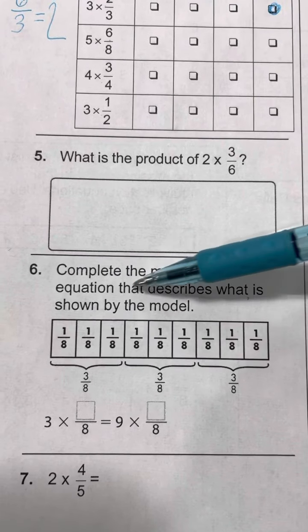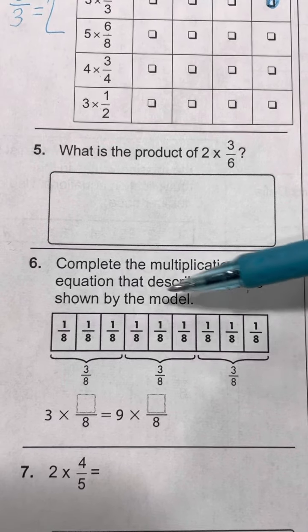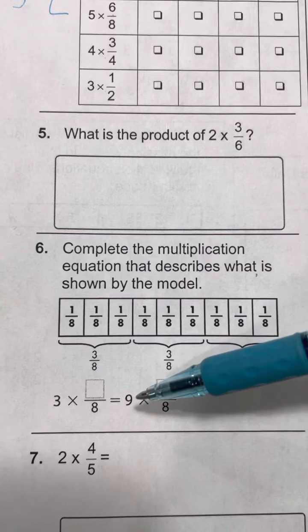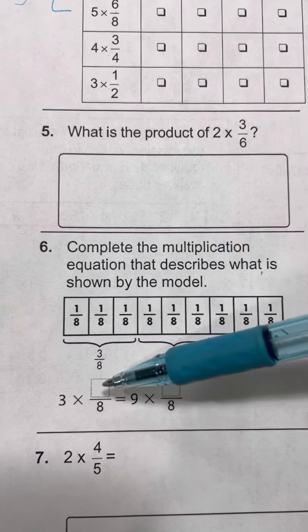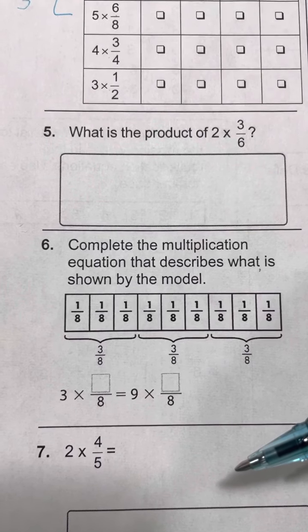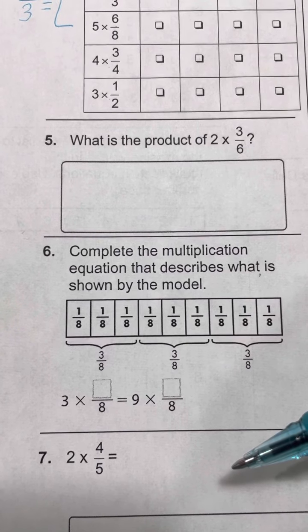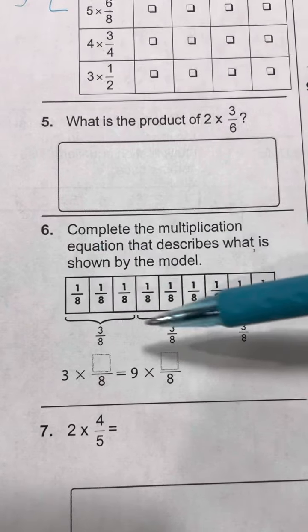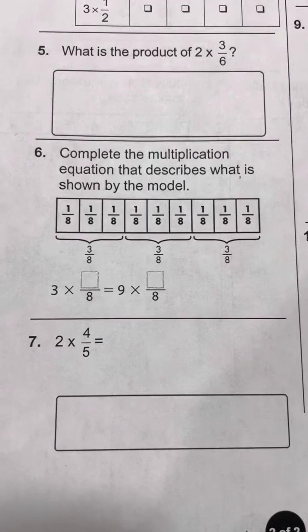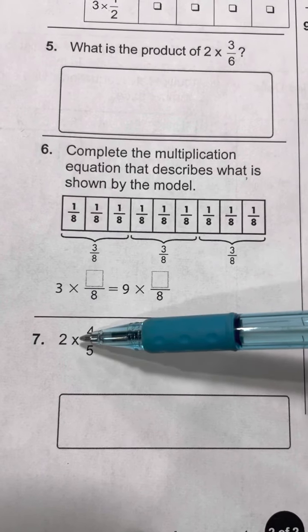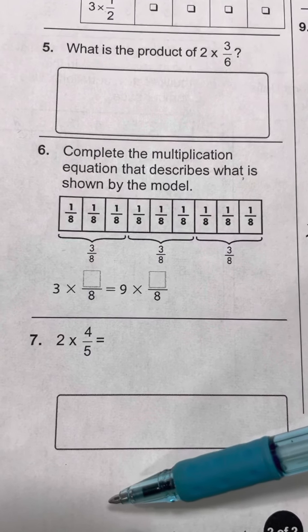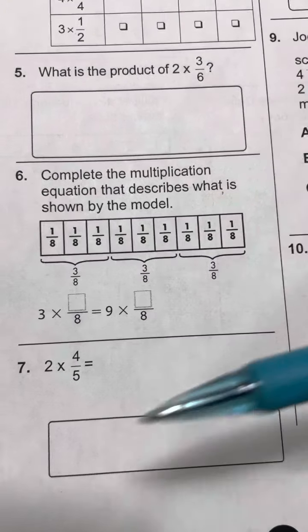Complete the multiplication equation that describes what is shown by the model. 3 and what eighths equals 9 and what eighths? What goes in these boxes to make these two equal each other? Okay, and don't forget you can look up here for a little bit of help on the unit fraction there. Okay, we have 2 times 4/5. You have to work that out. And if it's an improper fraction, you have to convert it to a mixed number.